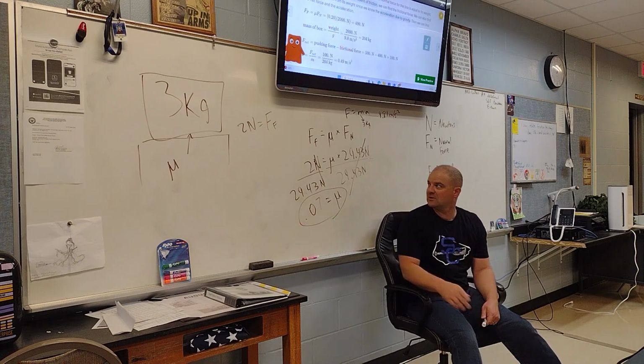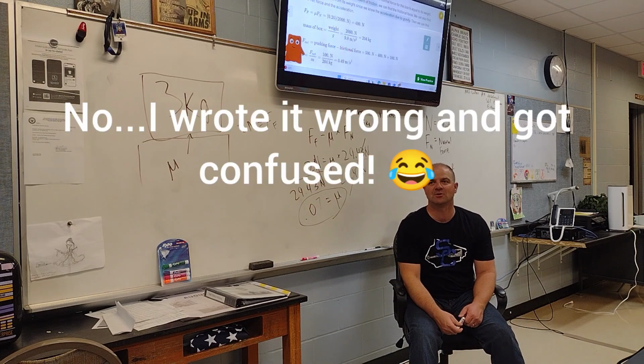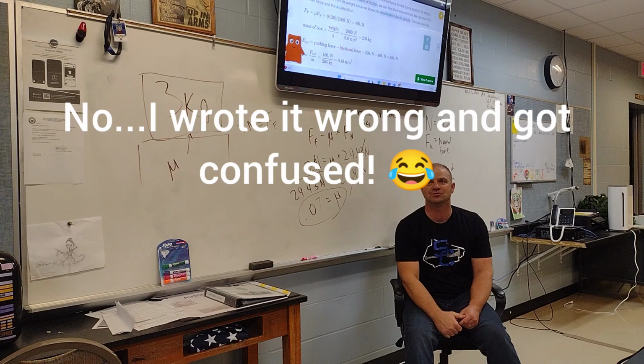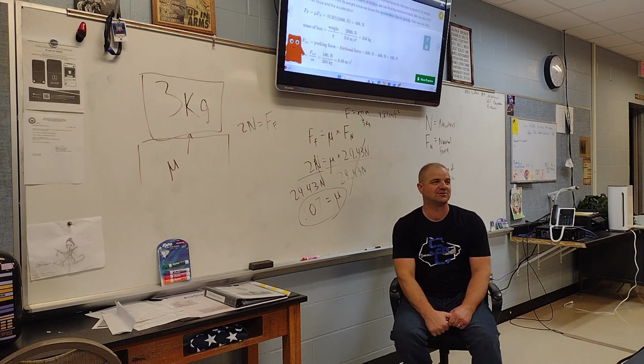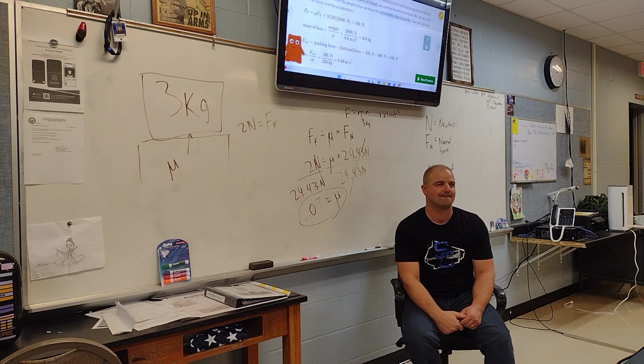He put it on the board. So 2 divided by 29.43 is 0.067. I probably just misheard you. So rounded to the hundredth would be 0.07. Good.